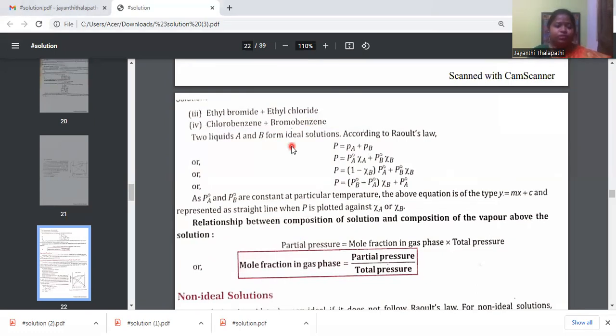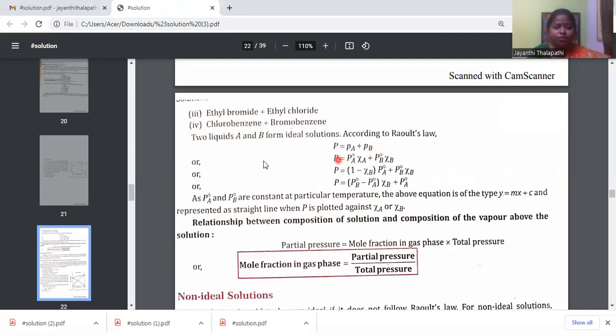They follow Raoult's law. So mixing two liquids A and B forms an ideal solution according to Raoult's law. What is P? P equals Pa plus Pb. Don't get confused: suppose ethyl bromide and ethyl chloride, Pa will be the pressure of ethyl bromide and Pb will be the pressure of ethyl chloride. Adding these two gives you the total pressure, right?